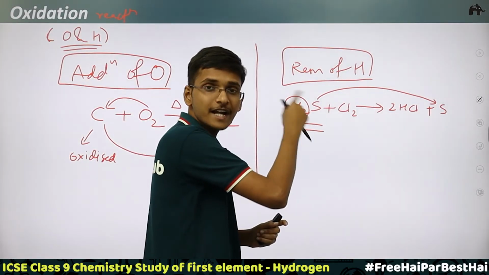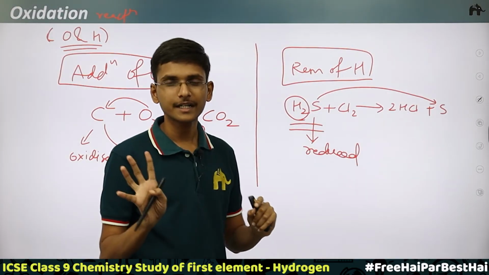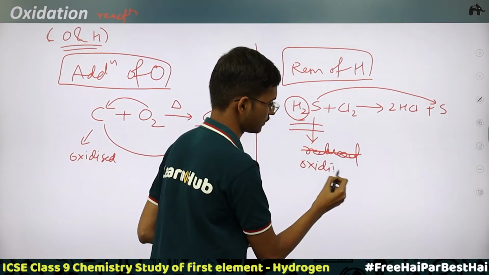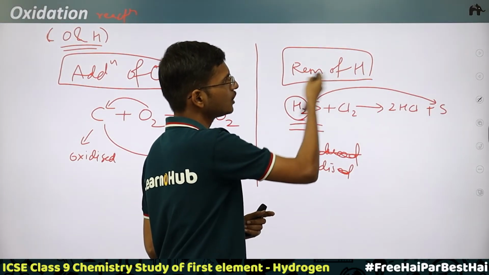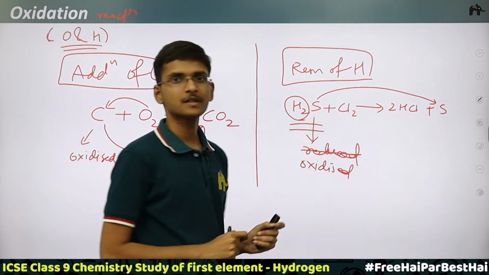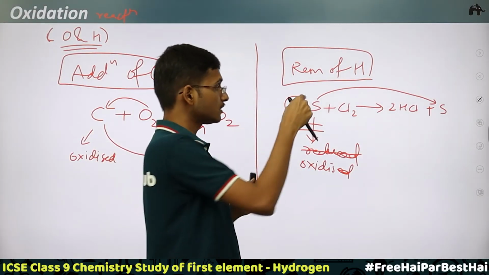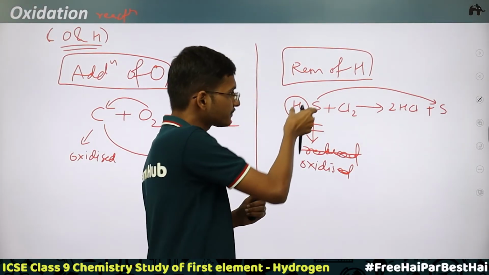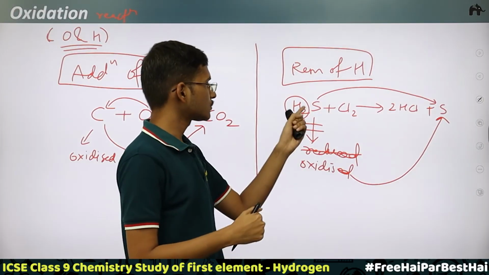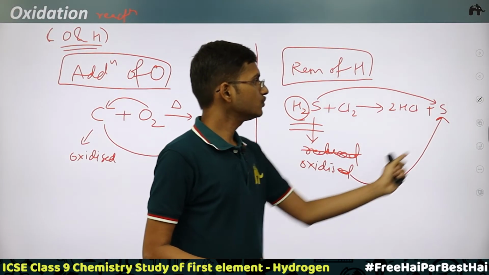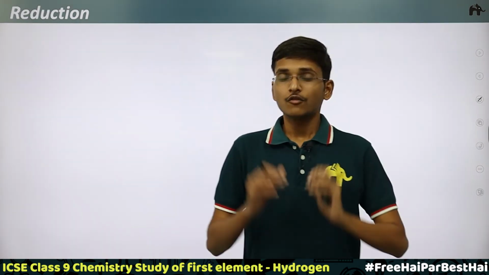From which reactant is the hydrogen removed? From hydrogen sulfide. So hydrogen sulfide is getting, sorry, oxidized. If hydrogen is removed from a reactant, then that reactant is getting oxidized into the resulting product. The product is simply sulfur. Hydrogen sulfide is getting converted into sulfur, so we can say that hydrogen sulfide is oxidized to sulfur. Clear? Now, what are reduction reactions then?